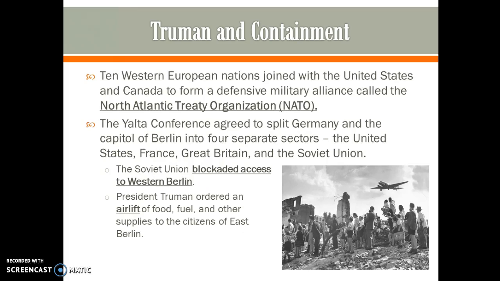10 Western European nations joined with the United States after World War II to form a defensive military alliance called the North Atlantic Treaty Organization.